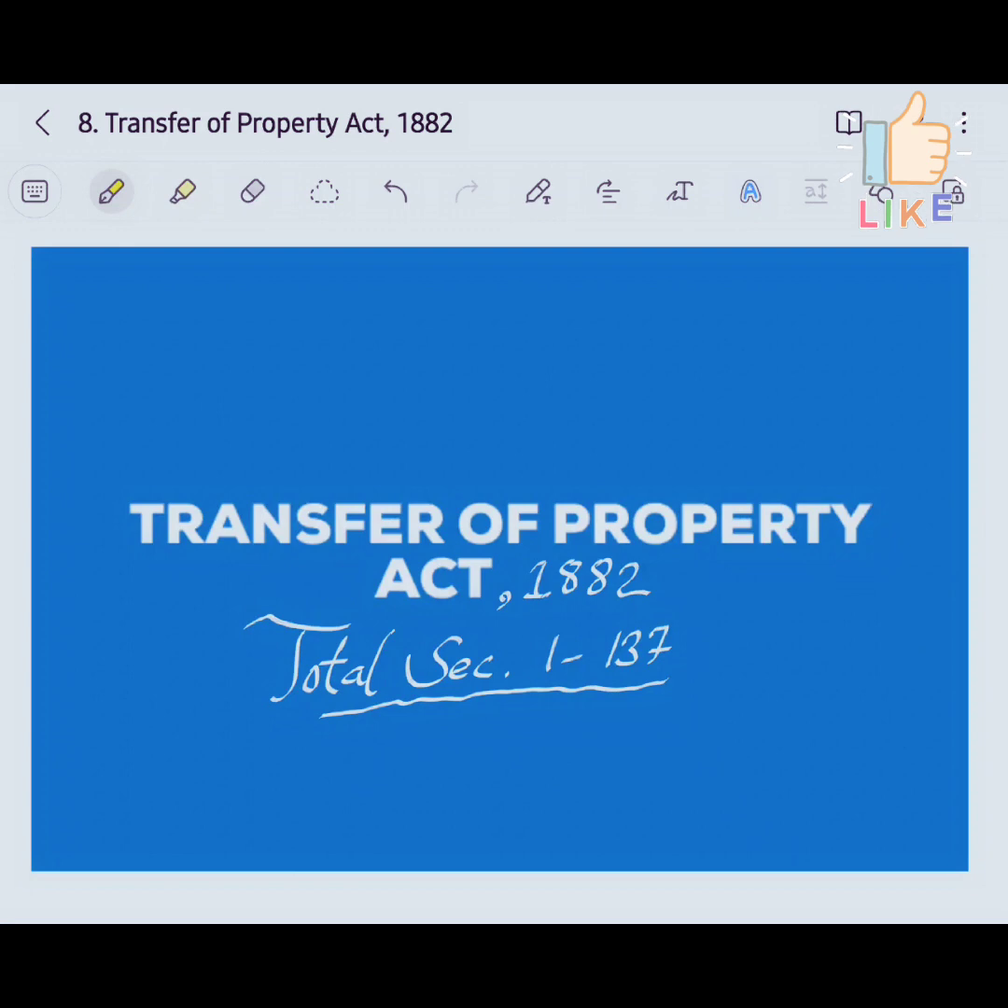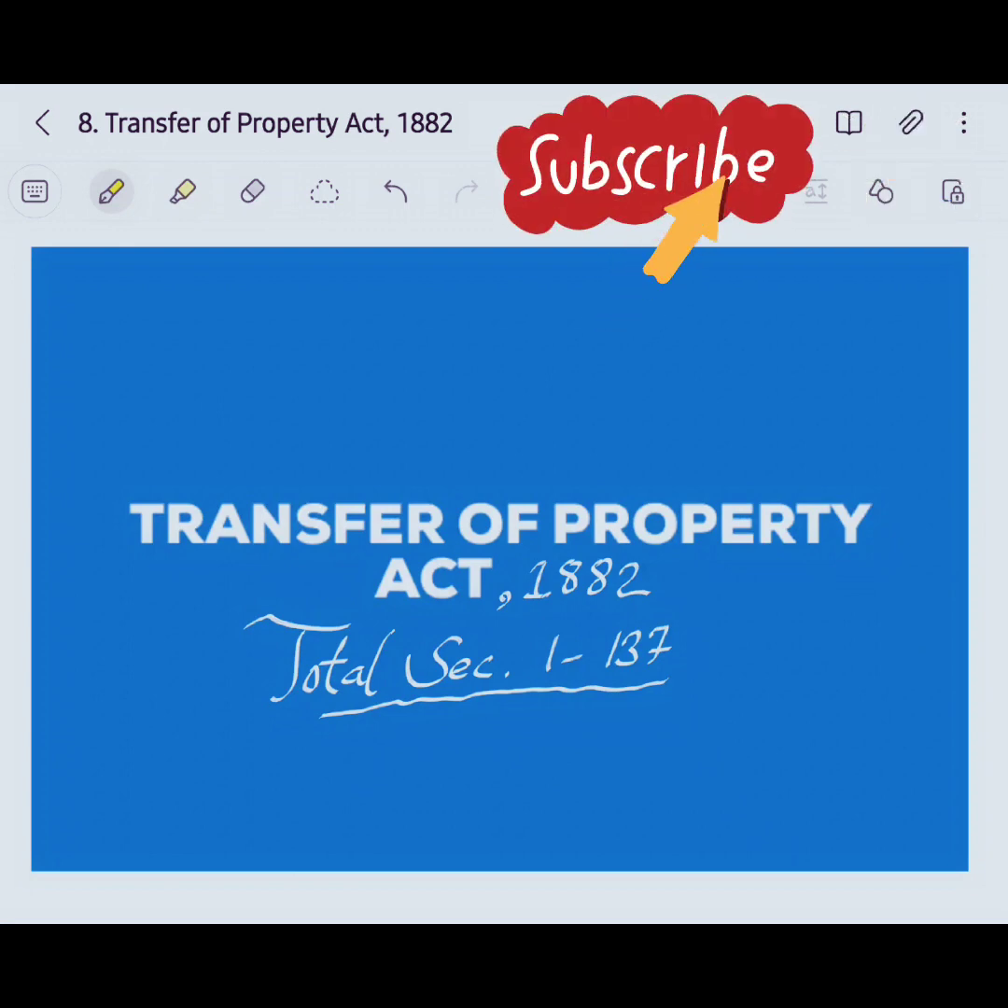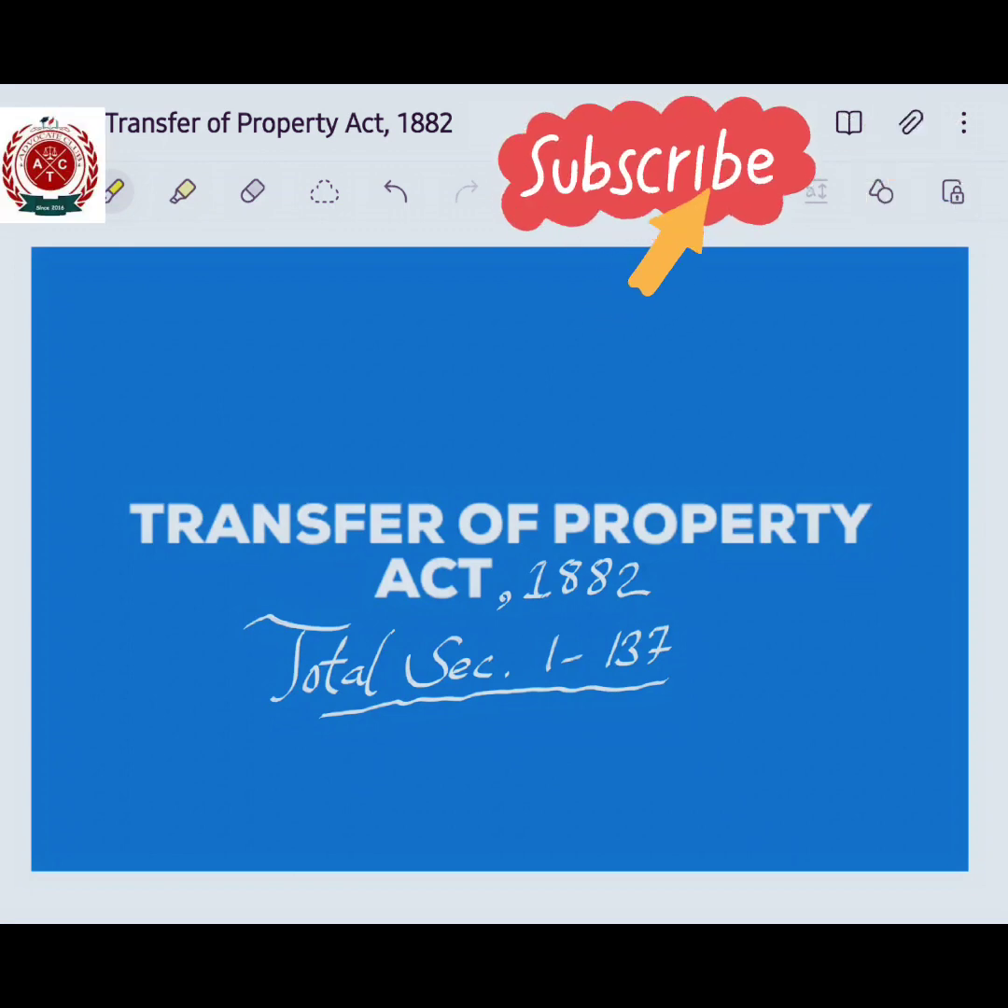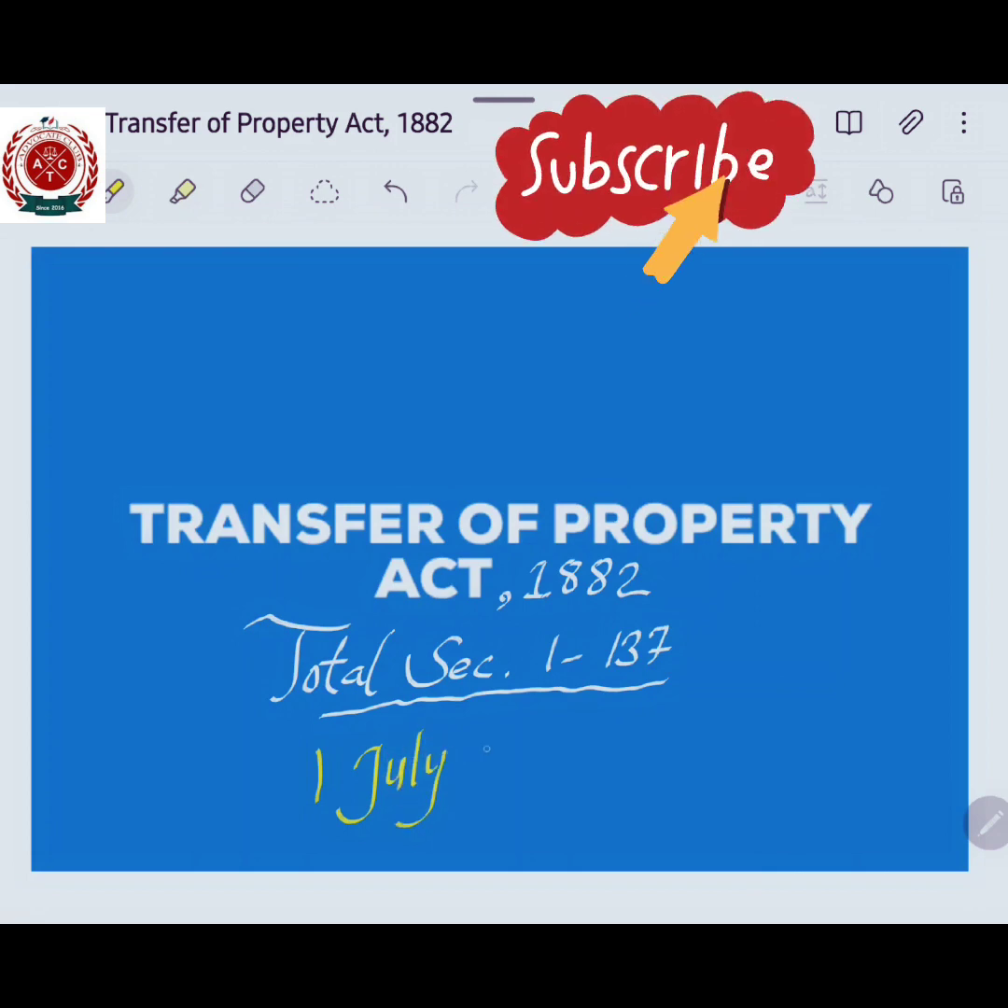Today we have started a short review of the Transfer of Property Act 1882. The total sections in this Act are section 1 to section 137. It came into force on 1st July 1882.